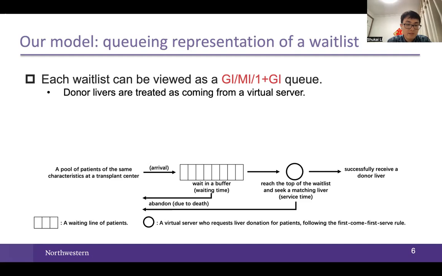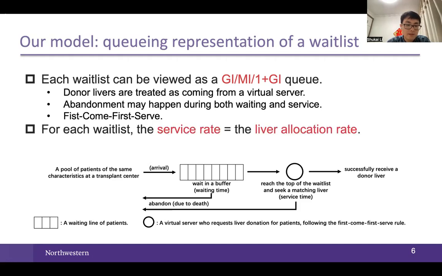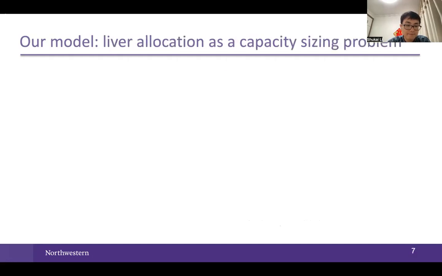The last GI means the patient customer may abandon or die before a random amount of a patient's time following a general distribution. Abandonment may occur until the service is accomplished, and the patient customers follow first come, first serve rule. For each waitlist, the service rate represents the liver allocation rate.